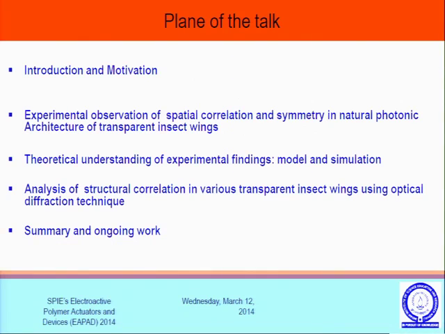So here is the plan of my talk. First, I will briefly introduce what photonic architecture is, followed by the motivation. After that, I'll come to the experimental observation of spatial correlation and symmetry in natural photonic architecture. And in order to support the experimental finding, we have done some simulation, a theoretical understanding of the experimental finding, followed by the analysis of this experimental observation, and finally, I'll come to the summary and ongoing work.